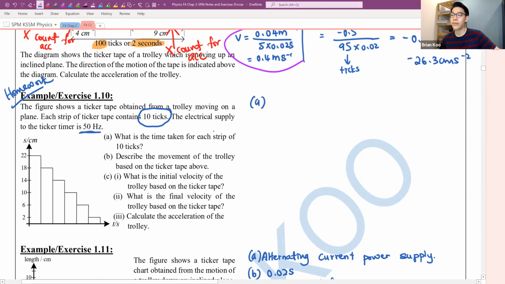What is the time taken for each strip of 10 ticks? 10 ticks meaning you have to just take 10 times. Each tick is 0.02, counting 0.2 seconds. So next time you know, if you need the time for each strip, it will just be 0.2 seconds. Okay, you don't have to go and times yourself again because you already did in part A.